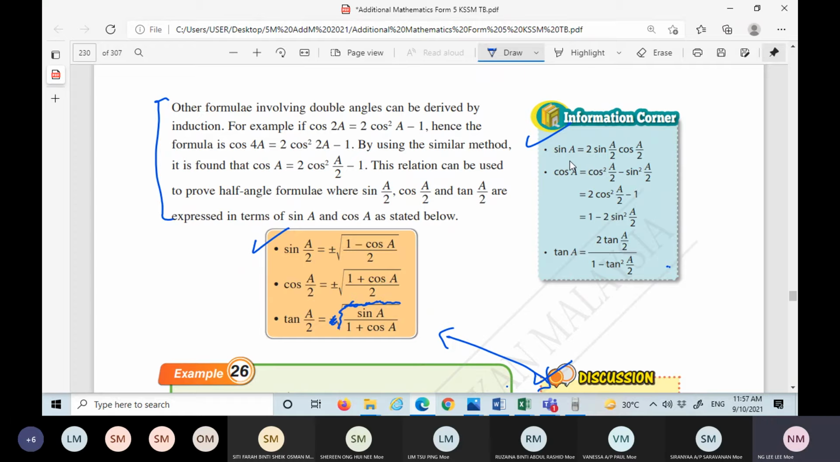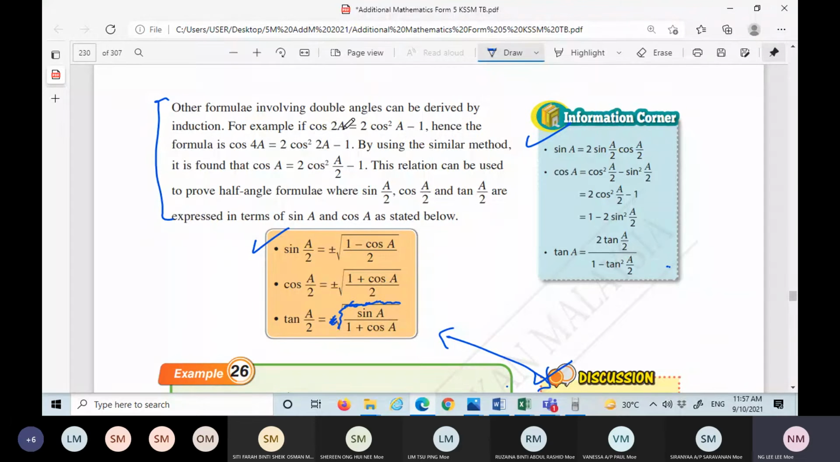Okay, continue. For example, cos 2a is equal to 2 cos square a minus 1. This is one of the double angle formulas for cos 2a. So how they want to show you, they give you one example only now. How to change this one by induction. Change this one to become the half angle formula. Oh, this is not half, this is even double of it.